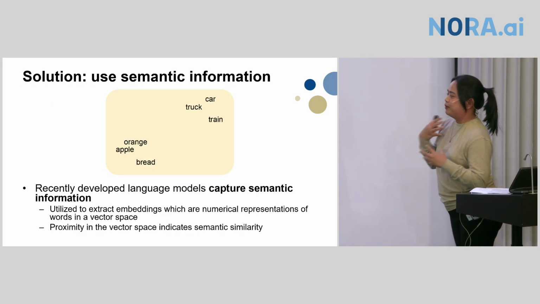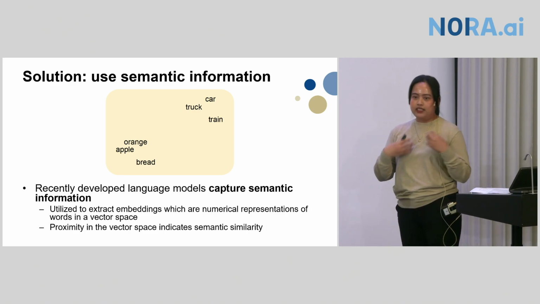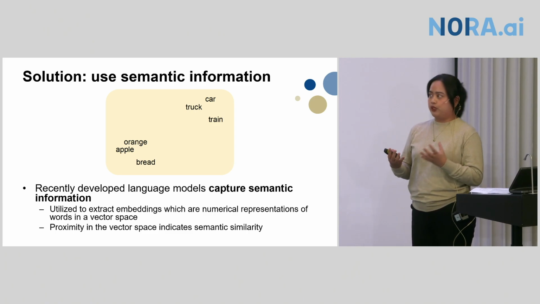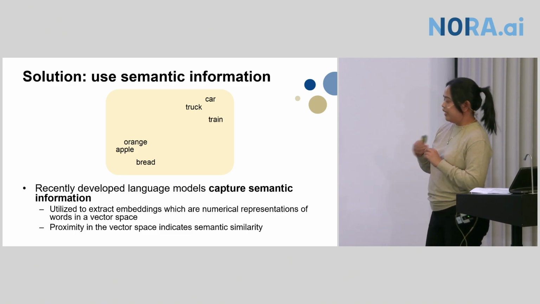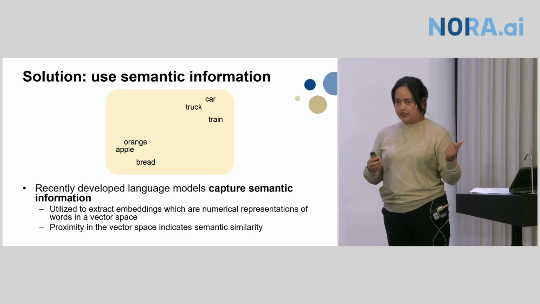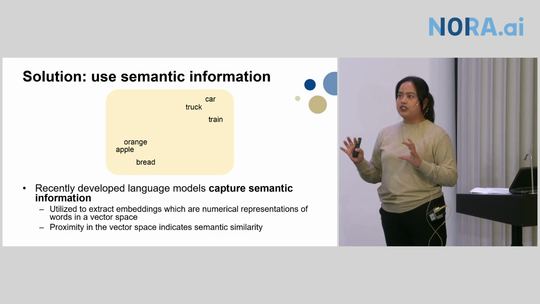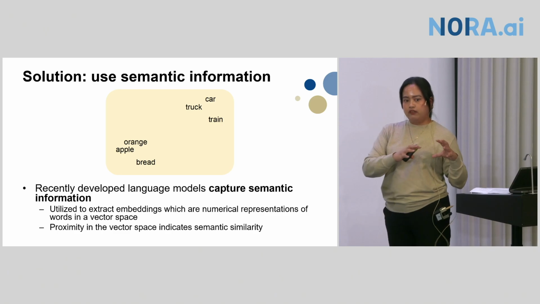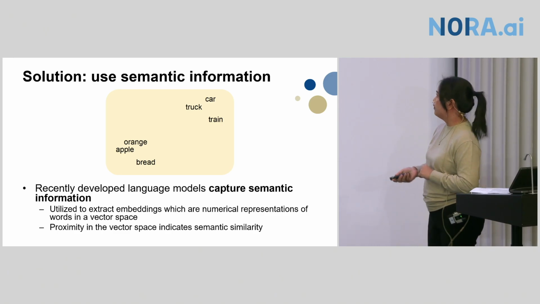So what is our proposed solution? We want to use semantic information. Recently developed language models have been able to capture semantic information, and we want to utilize it. We can use these language models to represent text in the form of embedding vectors, which are basically just numerical representations. The idea is that for words like apple, orange, and bread, these representations would be close in the vector space, as opposed to cars or vehicles.